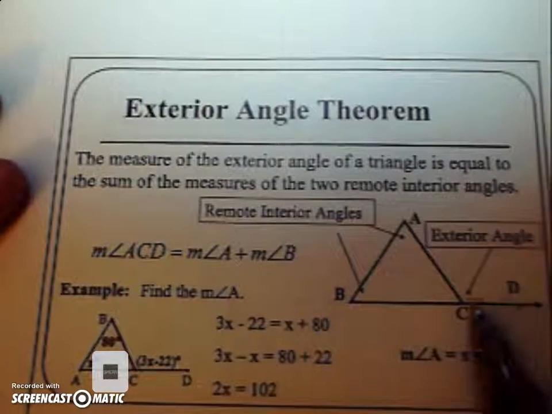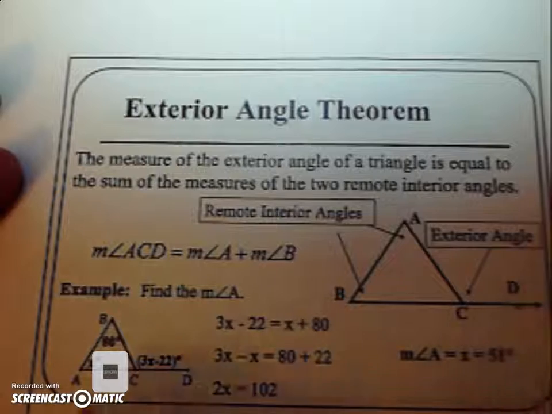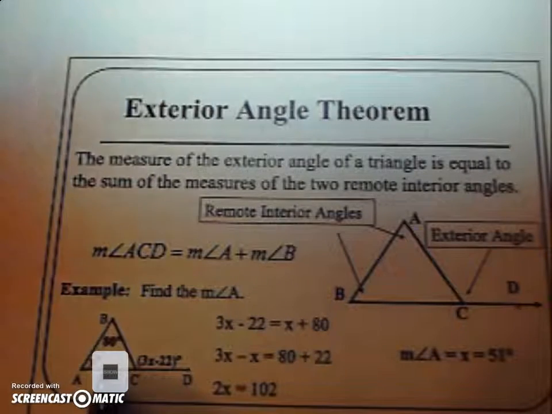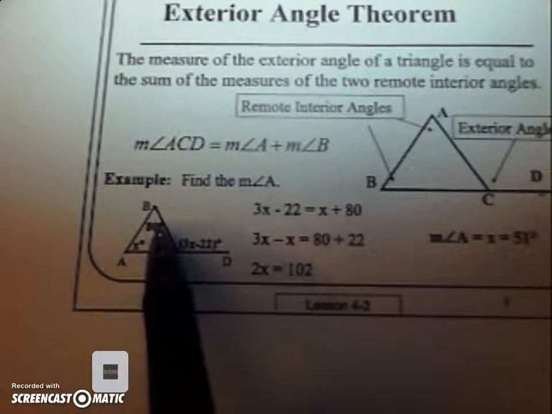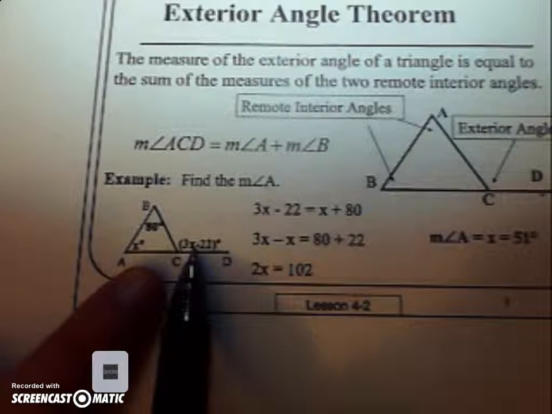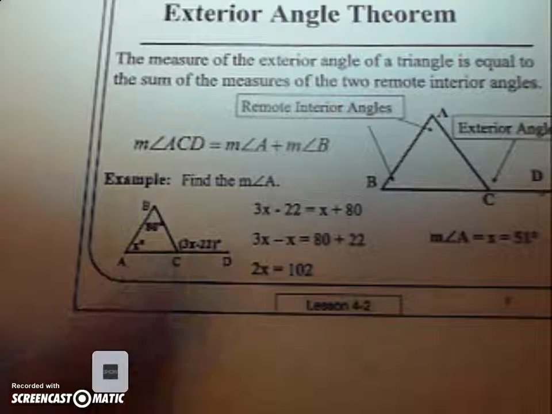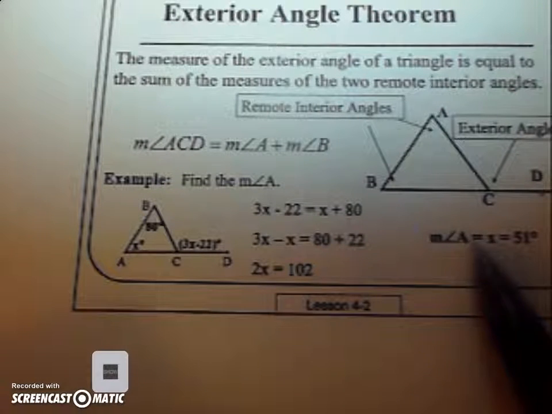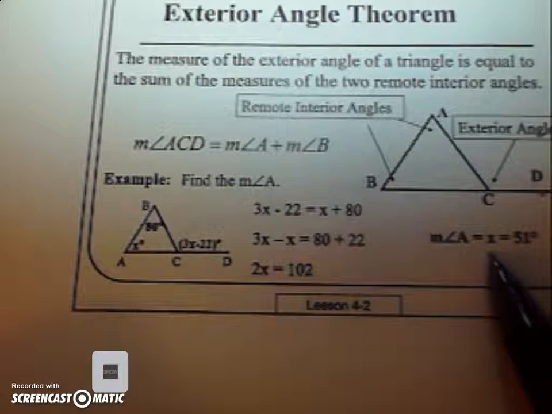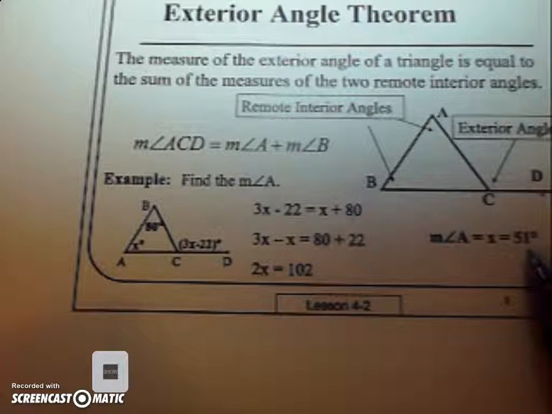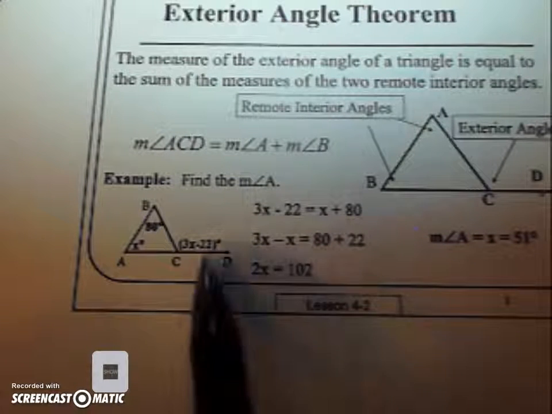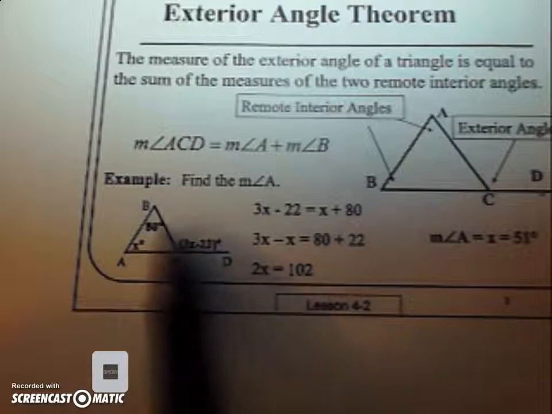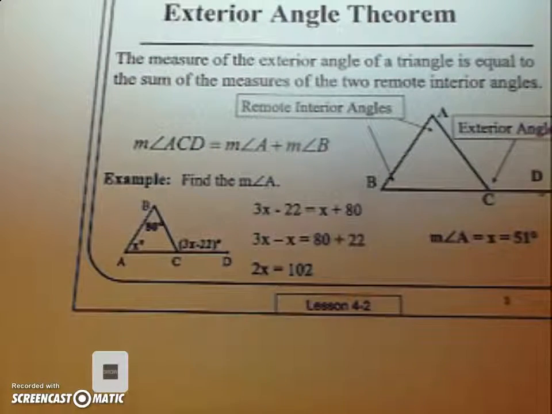So if I wanted to find that measure in this example, then I would take x plus 80 and set it equal to 3x minus 22. And finally, you would get the measure of angle A is equal to x, and so x is 51 degrees. You could plug that back in to find any of the others if it was asking you for the exterior angle as well.